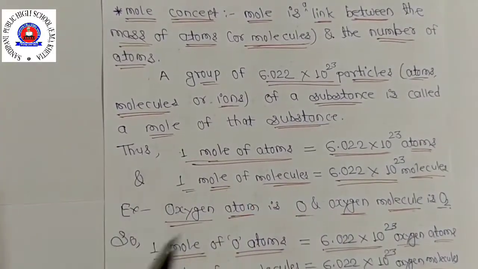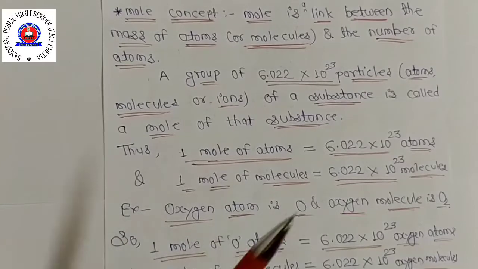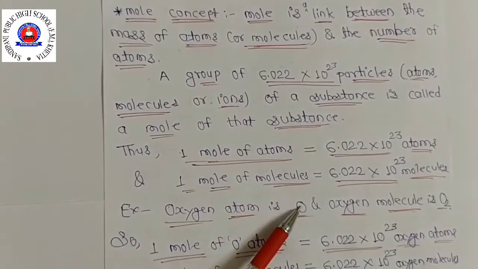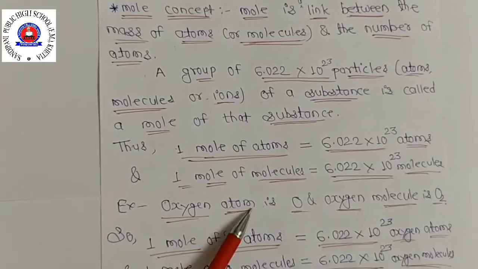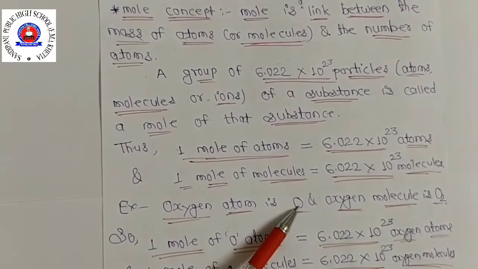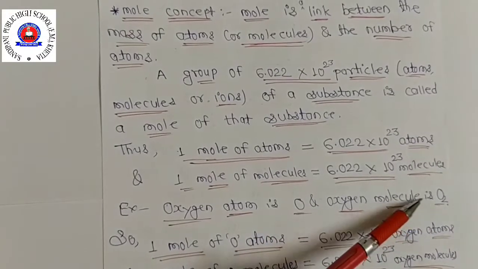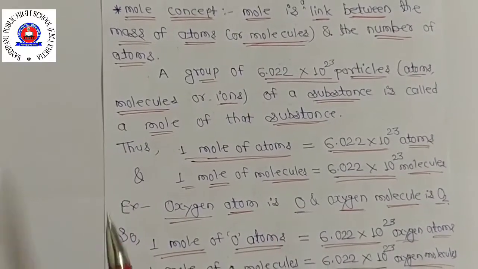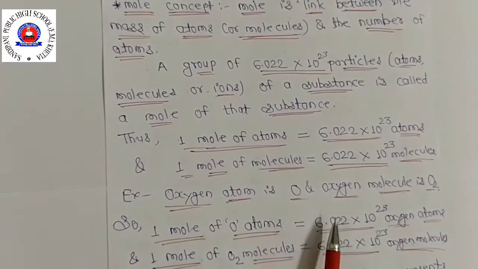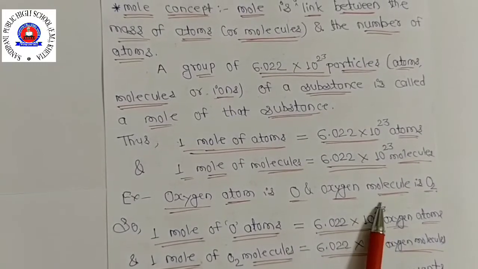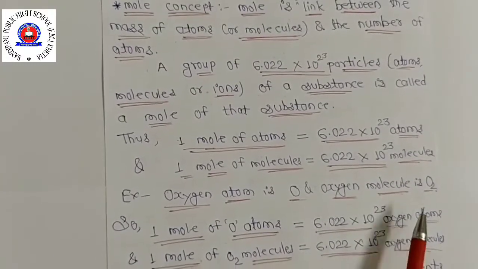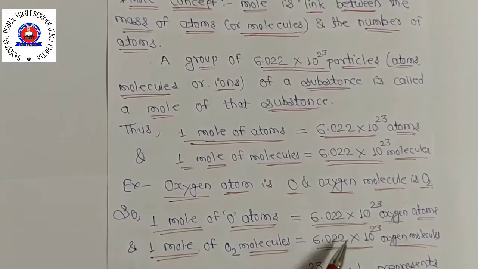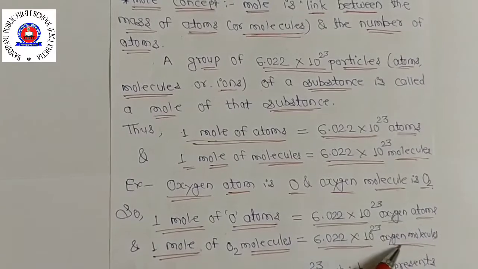So it is obvious that we can have a mole of atoms or a mole of molecules of a substance. For example, oxygen atom is O and oxygen molecule is O2. Means you represent an oxygen atom simply by a single O, and a molecule you represent by O2. So we can have a mole of oxygen atoms and a mole of oxygen molecules. So 1 mole of oxygen atoms is 6.022 multiplied by 10 raised to power 23 oxygen atoms. Clear this one? And 1 mole of oxygen molecules is 6.022 multiplied by 10 raised to power 23 oxygen molecules.